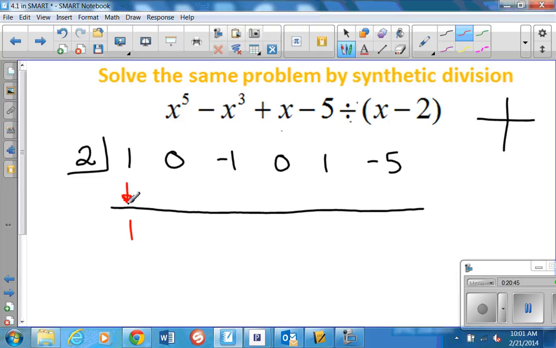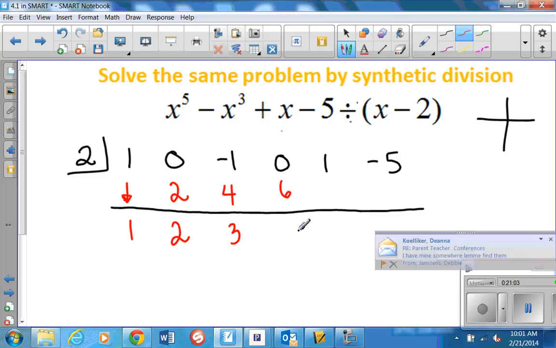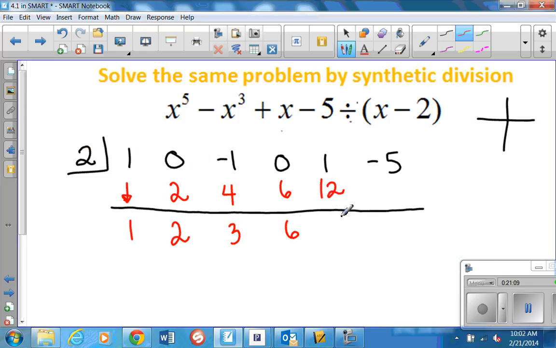And then you go 2 times 1 is 2. You add those together. 2 times 2 is 4. Add those together. 2 times 3 is 6. Add those together. 2 times 6 is 12. Add those together. 2 times 13 is 26. Add those together.